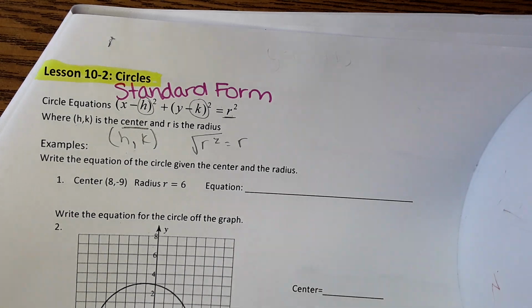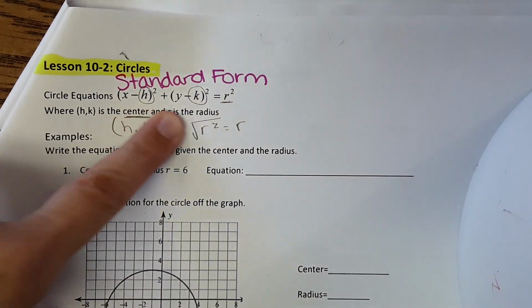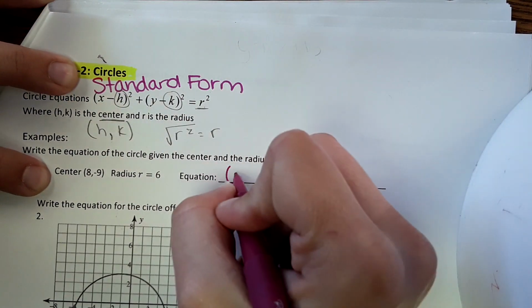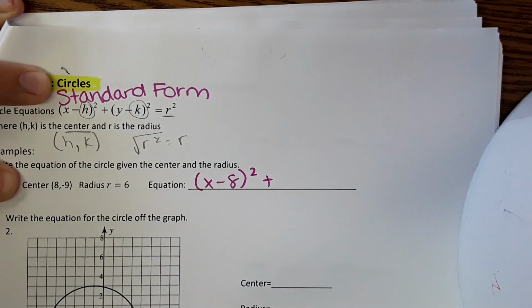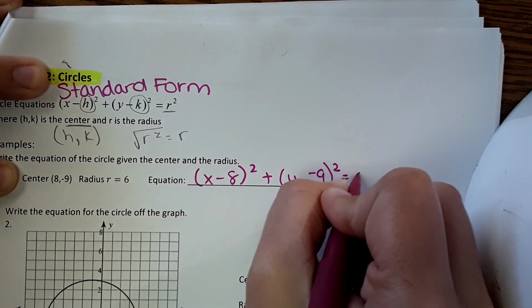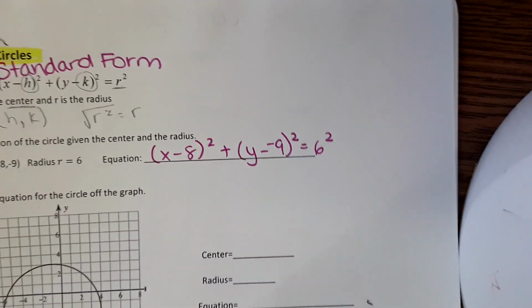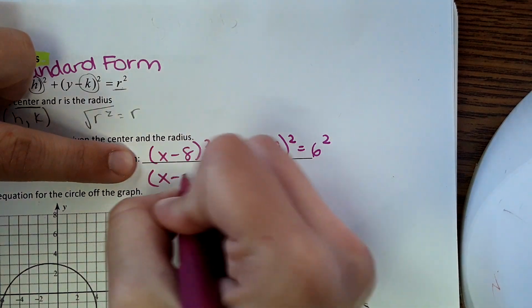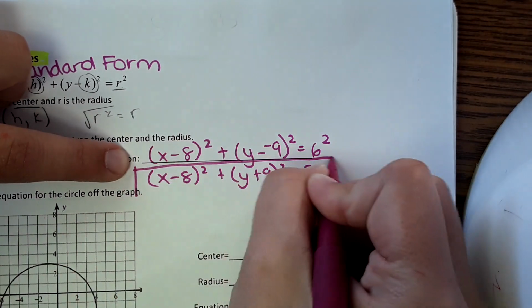Okay. Write the equation of a circle given the center and the radius. So here they're giving us the center and the radius. We're going to put it into this format for a circle equation. So it would look like this: x minus h squared plus, technically it would be y minus negative 9 squared equals 6 squared. But we're going to clean this up a little bit. We don't want it subtracting the negative. We're just going to turn that into a plus sign, and then 6 squared will turn into 36. So x minus 8 squared plus y plus 9 squared equals 36. And then this is the equation of the circle.